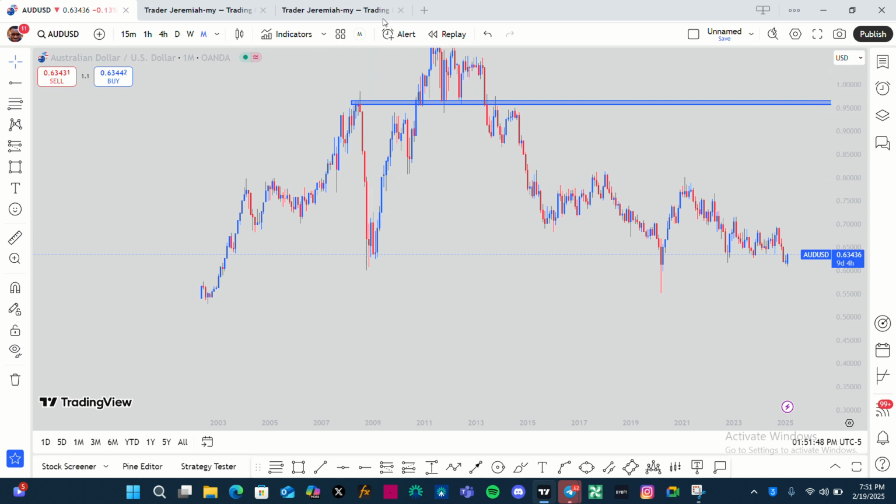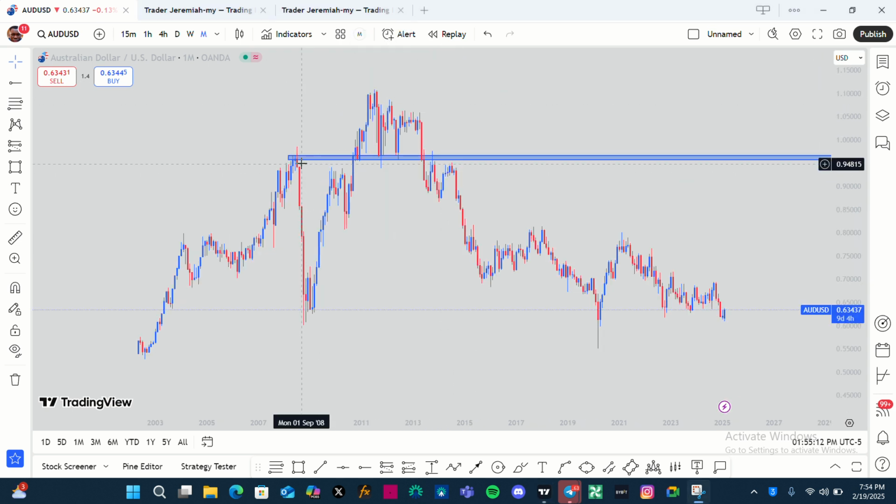I needed to zoom, I think. I draw this level because of the way price moves away from this level significantly, and it has a minimum of three, four touches. This is the first one. This is the second, third, and fourth.